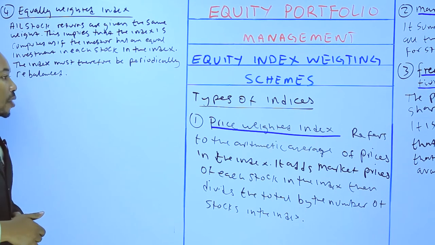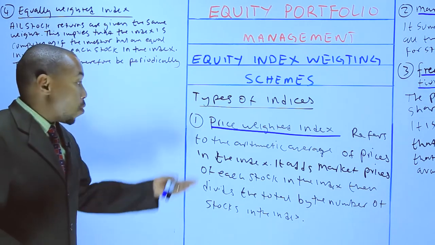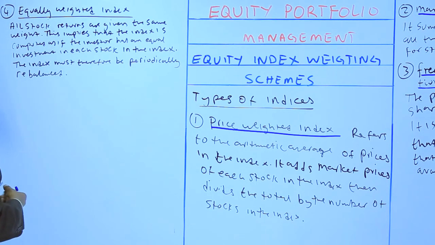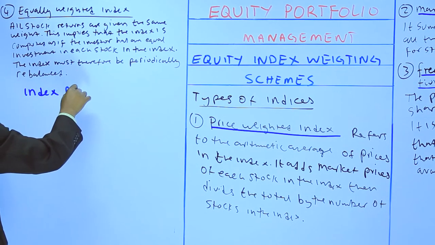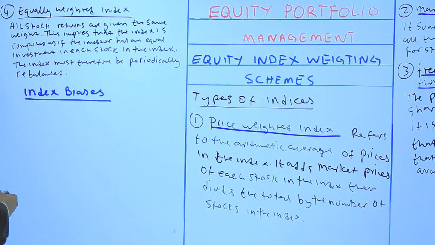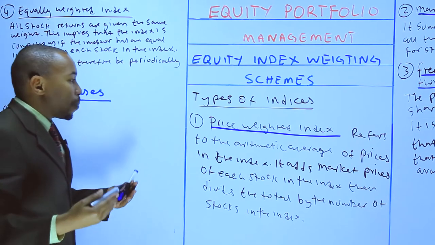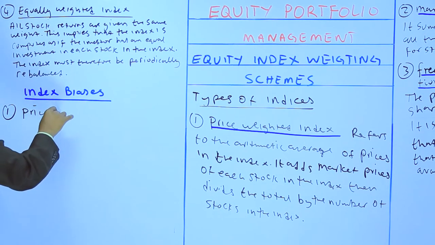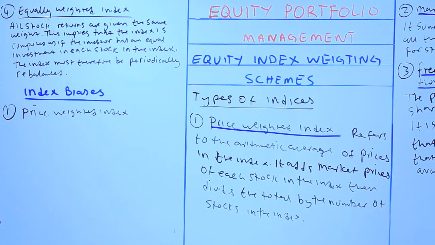Once we have learned about the types of indices, we can move on to another subsection that talks about the biases of these four types of indices. So, index biases. Number one, what is the bias of a price-weighted index? Price-weighted index.